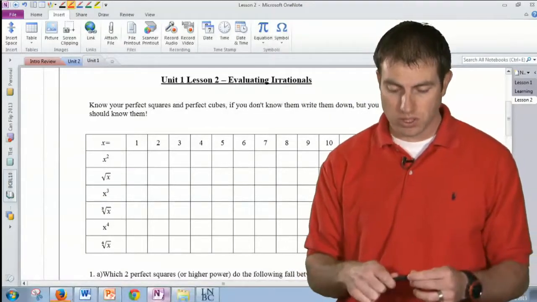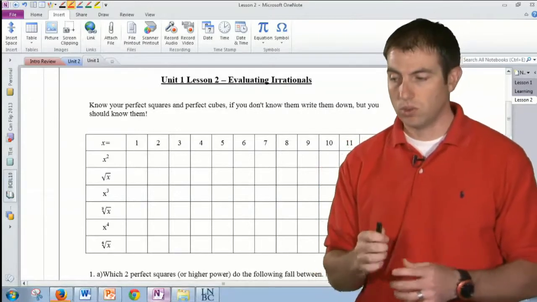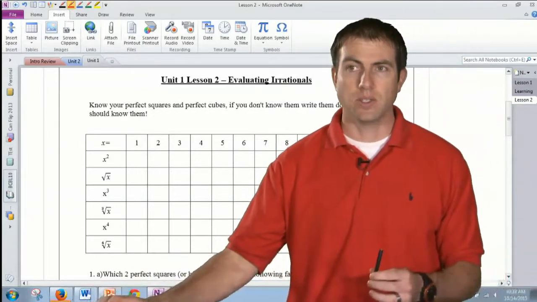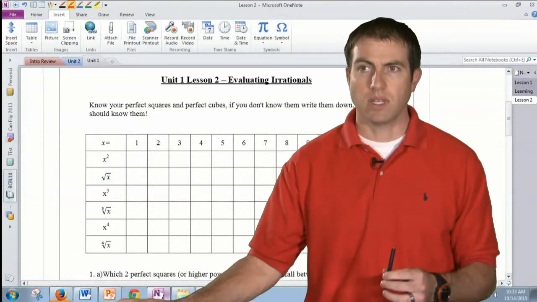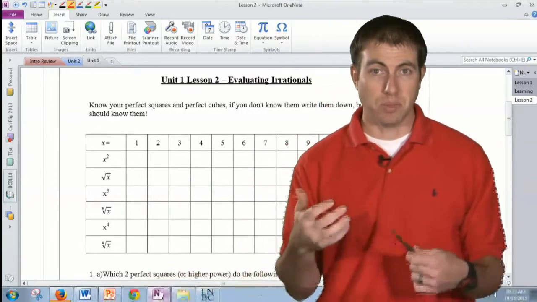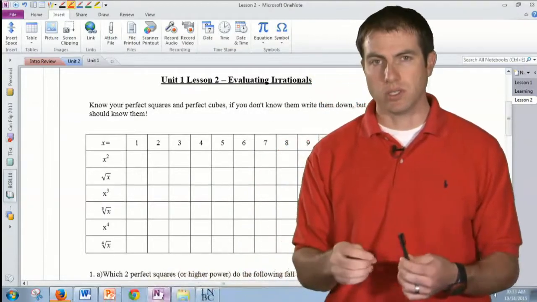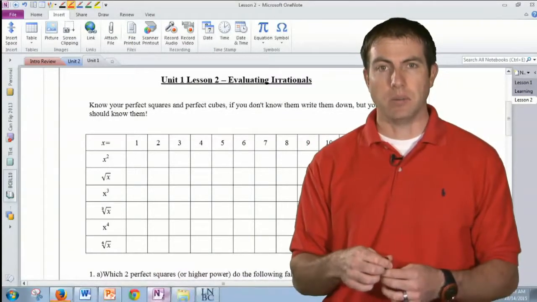Today we're going to talk about evaluating irrational numbers. We are going to use our calculators a lot in this unit, and it's not something we need to shy away from. You have a calculator, and you're going to have to be able to use it. There's a few questions where it says estimate, so that means don't use your calculator, but for the majority of them we will.